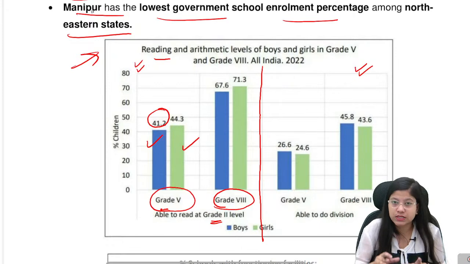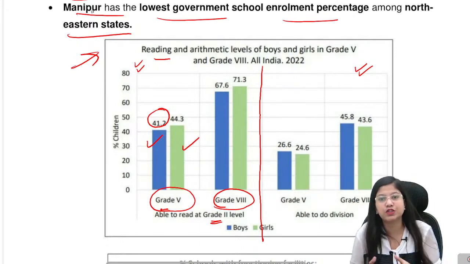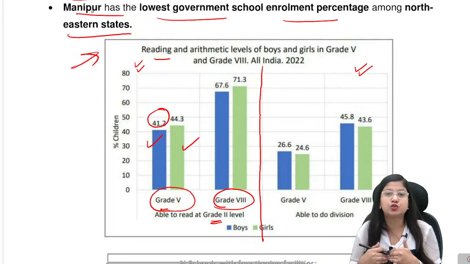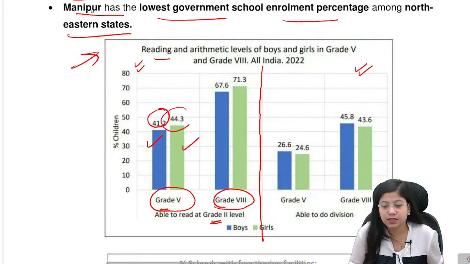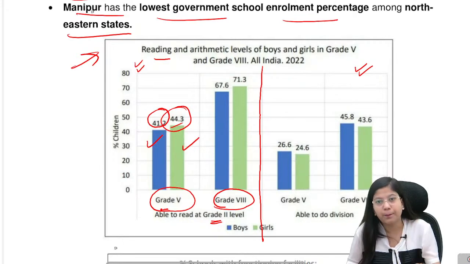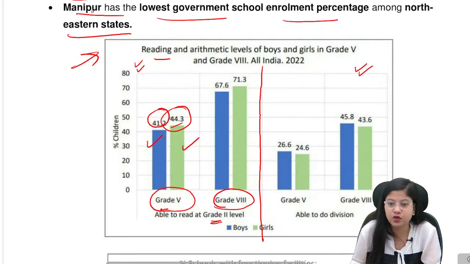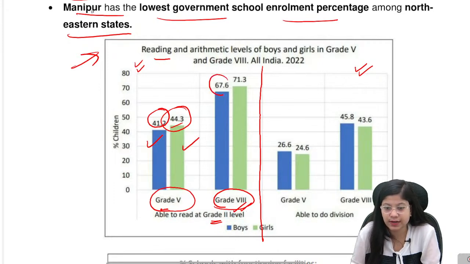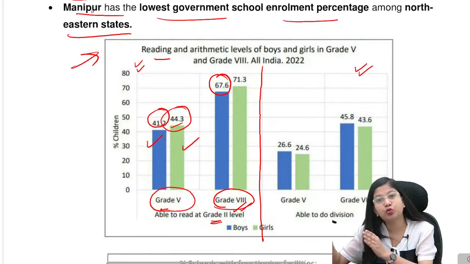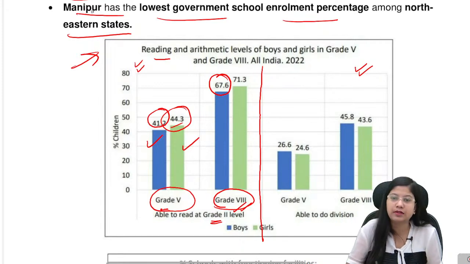Okay, so this clearly shows that there is a deficiency in the education system of ours, and this needs to improve. Then as far as the girls are concerned, 44.3 is the number for them. And this is obviously, you guys know, the percentage of children. Then as far as the grade 8 level is concerned, 67.6% of boys in the 8th class are able to read the second standard textbooks. Okay, again this is a very sad picture.